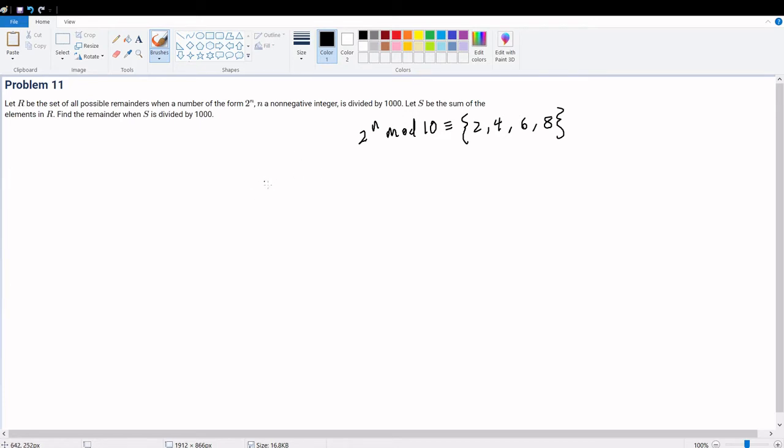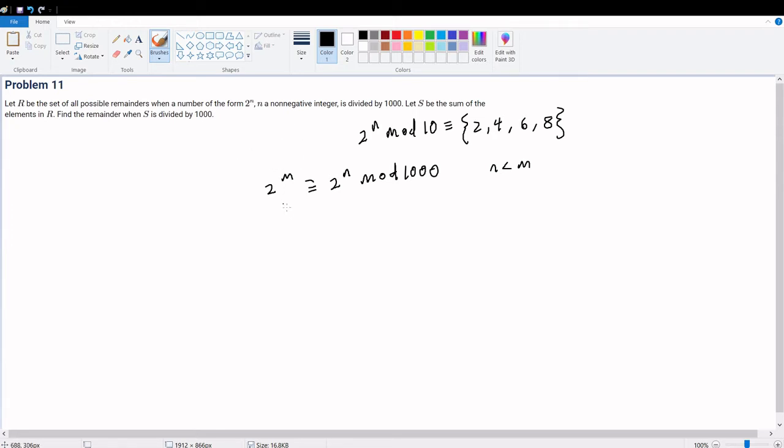So the objective is to essentially find some 2 to the n that is congruent to 2 to the m mod 1,000, such that we'll say n is less than m. Alright, cool. You might be thinking, why isn't m just n plus 400? And where did I get 400 from?